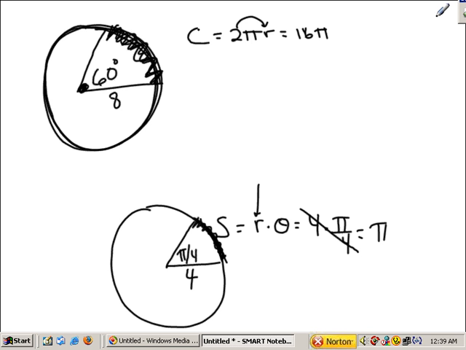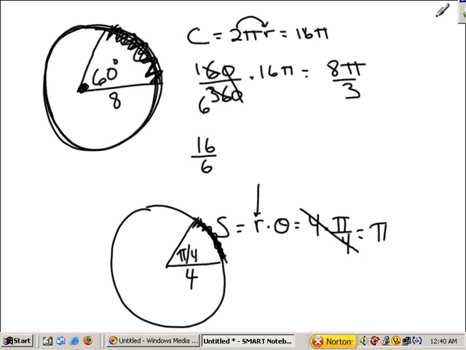What part do we want? We want 60 degrees out of 360. The zeros cancel. 6 goes into 6 one time, and 6 goes into 36 six times. We actually want 1/6 of this. We want 1/6 of 16 pi, which happens to be 8 pi over 3, because in 16 over 6, 2 goes into both of these, 8 and 3 times. It's 8 pi over 3.